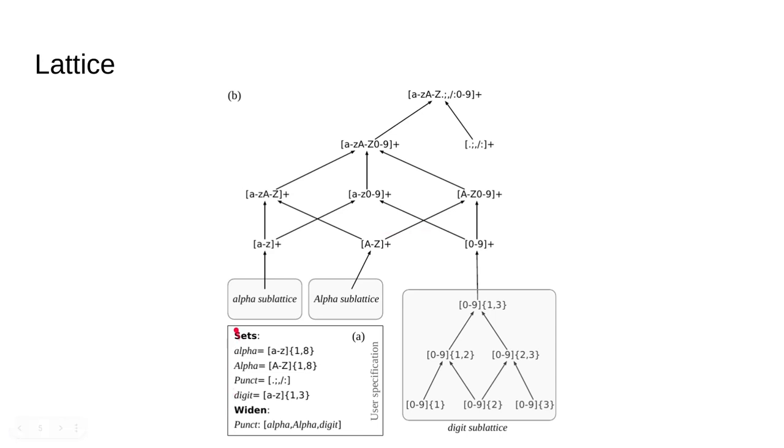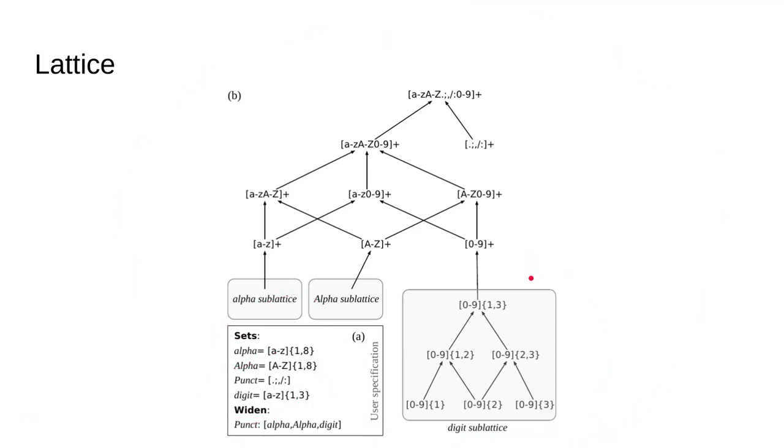This is the first thing the user needs to define. You see at the bottom left here there are a couple of character sets. For example, the alpha set is a set of lowercase letters, and it can happen anywhere from 1 to 8 times in a token. And the uppercase Alpha is the uppercase alphabet letters, and it can also happen from 1 to 8 times. The user specifies these things, and from here we build this whole lattice.